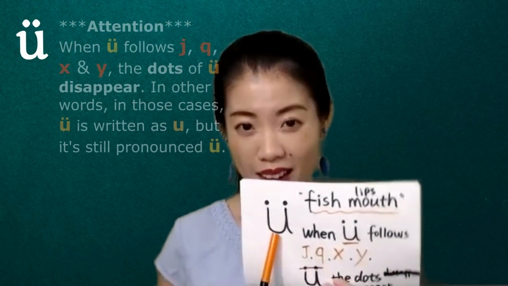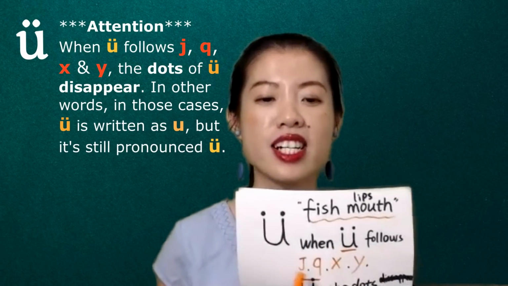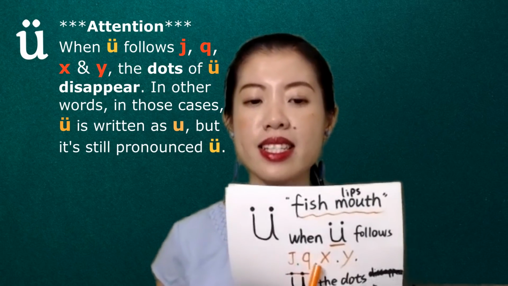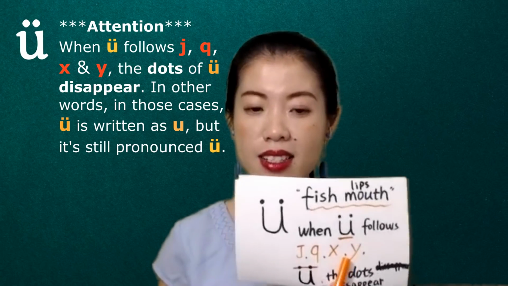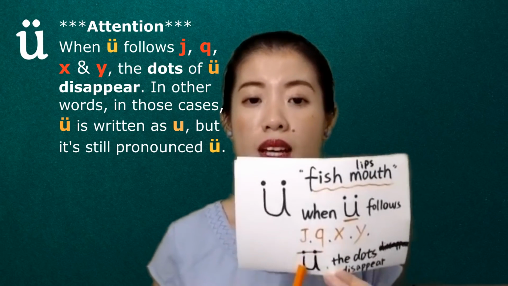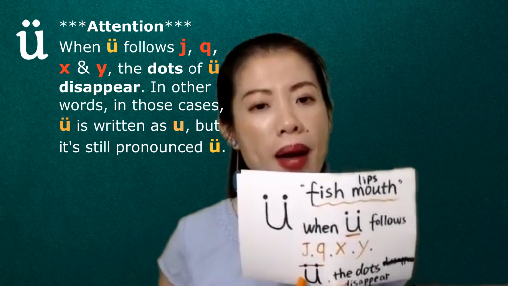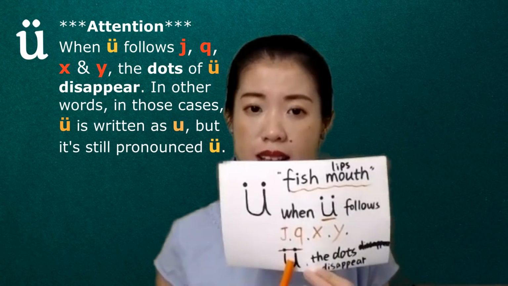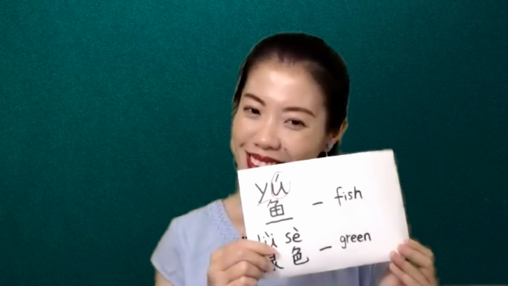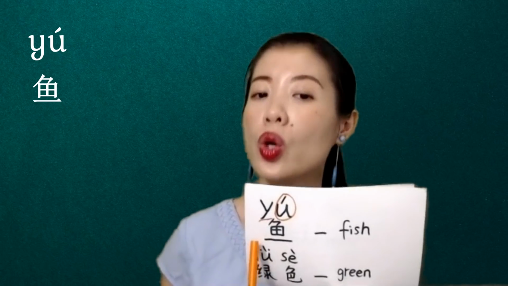There's one thing you need to pay attention. So when yu follows J, Q, X, Y, which is 鸡, 七, 西, 衣 in Chinese, the dot disappears, which means yu is written as u, but it's still pronounced as itself, yu. For example, fish in Chinese is yu.